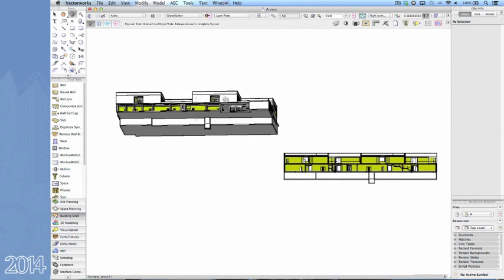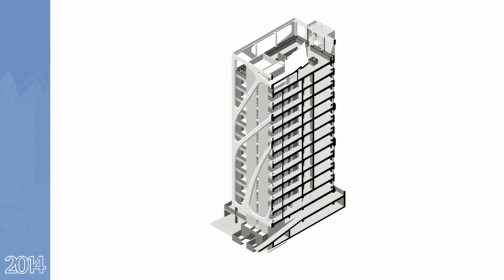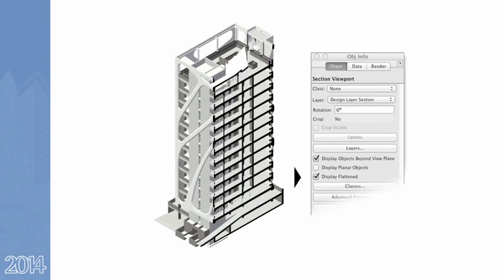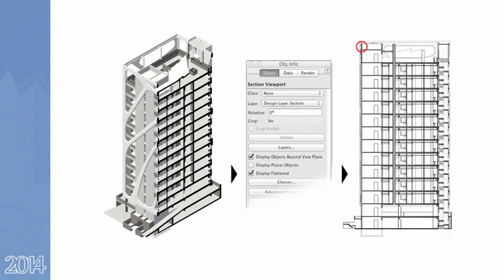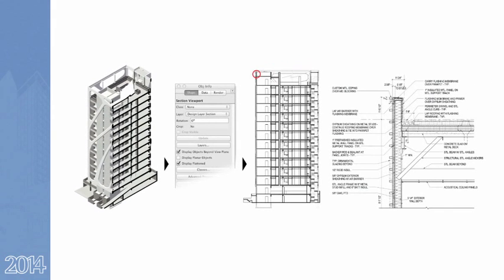Flattening your design layer section viewports gives you the ability to create more detailed sections in a design layer. You can then use this viewport to generate multiple types of drawings, such as wall sections and details.